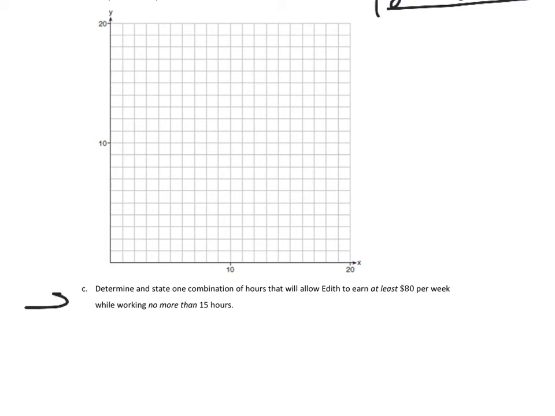Letter C is asking, tell me one point that is in that solution and explain it to me in a nice 8th to 9th grade sentence. Tell me about it. Don't say an ordered pair. Say Edith can work blank hours babysitting and blank hours at the library in a week.